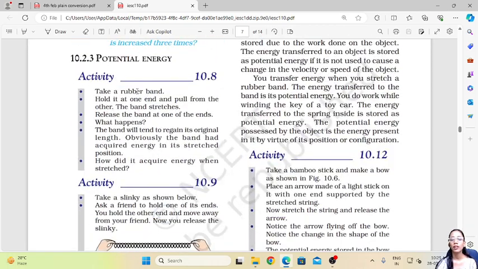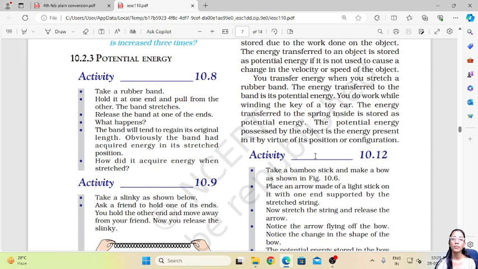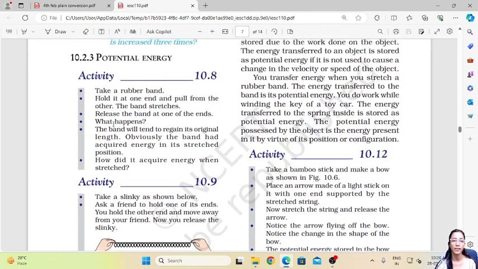When we were talking about kinetic energy, we said that any object which is in motion, and mainly whose velocity is changing, is said to possess kinetic energy. A faster moving object will have more kinetic energy and slower moving objects will have lesser kinetic energy. Today we are going to see something called potential energy. This is also a type of mechanical energy. To understand this, we will take an example.